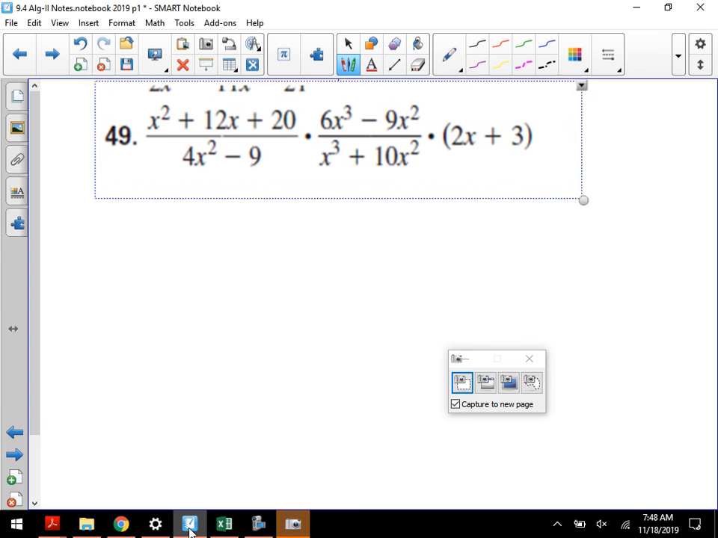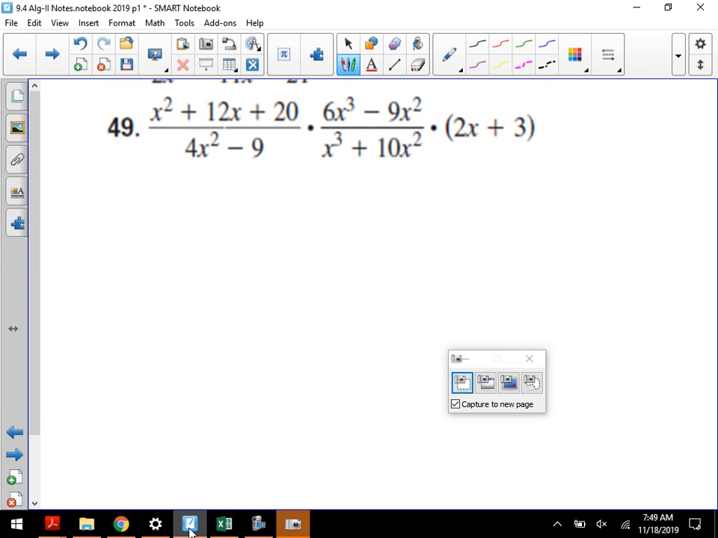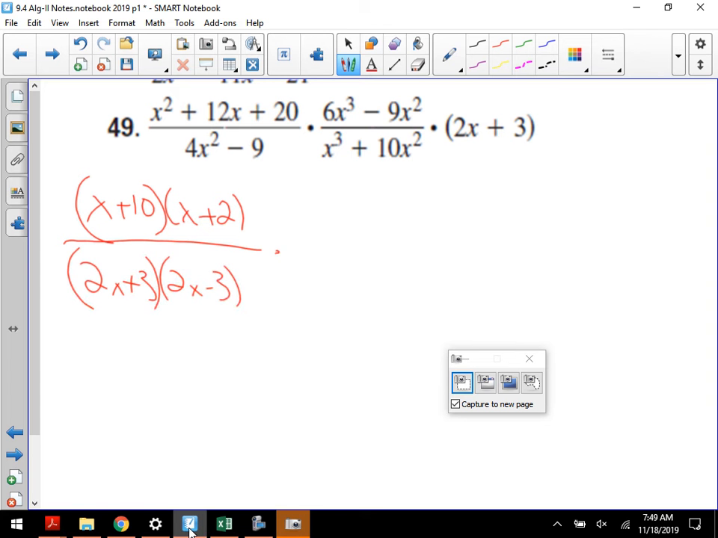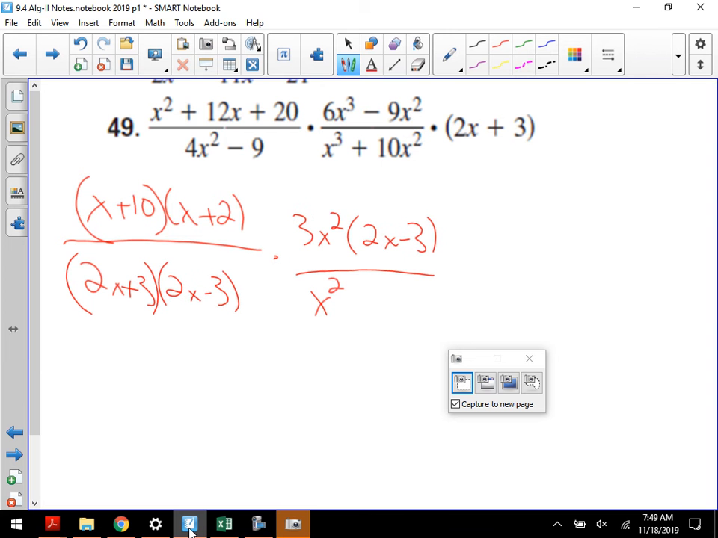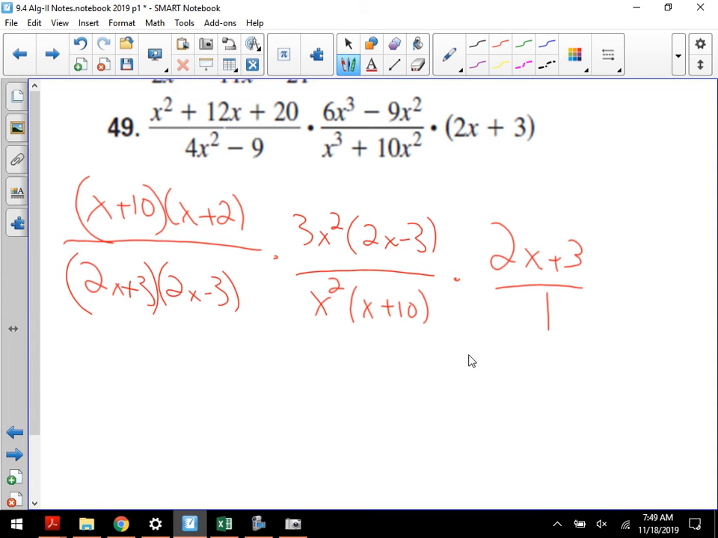As you're going through it, just factor it as you're writing it down. So you have x, what is that, 12 to 20 would be what? 10 and 2? 4x squared minus 9 is the difference of squares. 2x plus 3, 2x minus 3. Take out the 3x squared, and we have a 2x minus 3. Take out the x squared, and then we have x plus 10, and then a 2x plus 3 over 1. And just start going.